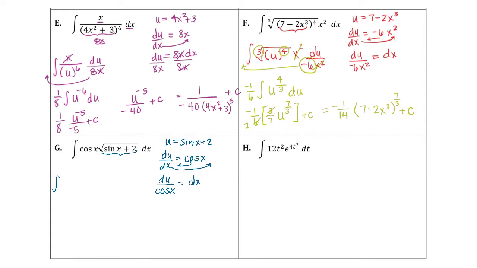And so coming back over here, we're going to have cosine x times the square root of u, and then dx is du over cosine x. And again, those cosine x's cancel, awesome stuff. So we're back to integrating u to the 1/2 du. And hopefully by now that's going to be u to the 3/2 and then 2/3 in front. We are seeing that pattern, hopefully. And then finally, we just go back and replace our u. So we have 2/3 times sine x plus 2 and then plus c.